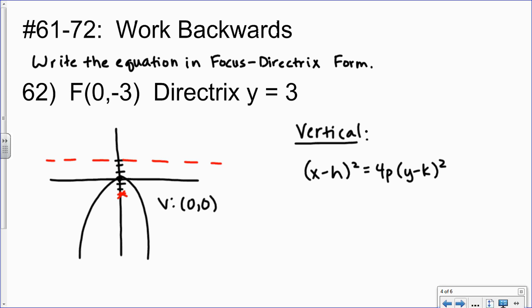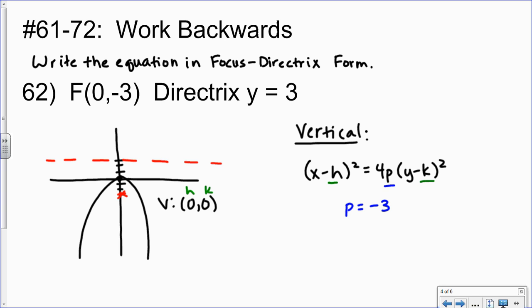So I need h and k and p to write the equation. Well, 0, 0, I know h and k, so I need to find p. Remember, p is the distance from the vertex to the focus. So how many units is that? 3. And I went down, so p should be -3. So I went in a negative direction, so down or left, you're going to be negative.